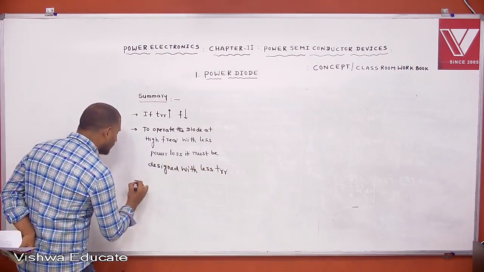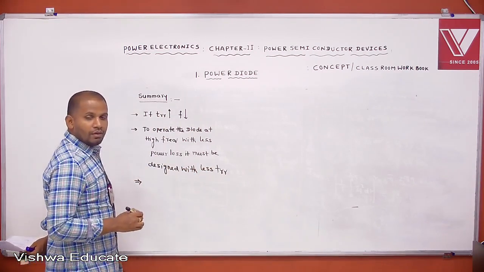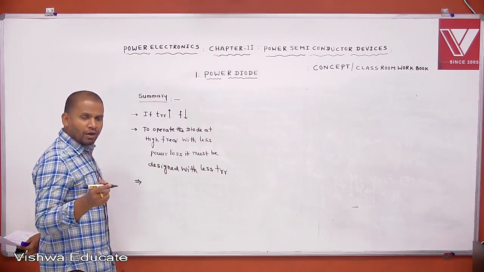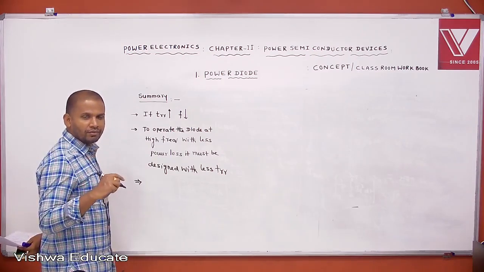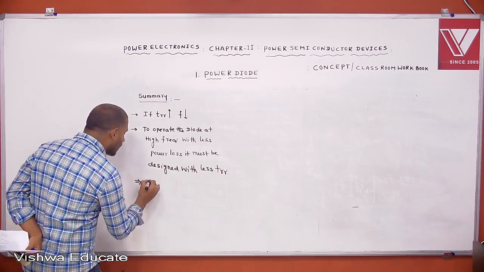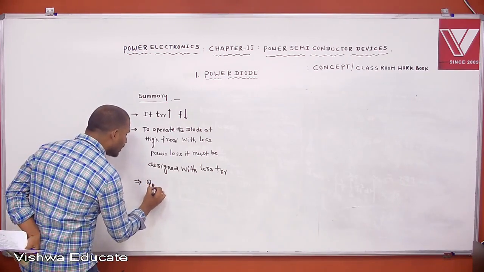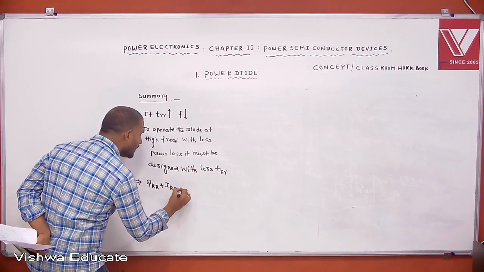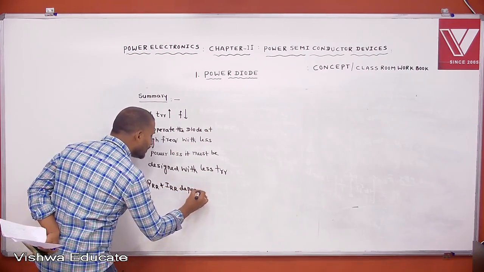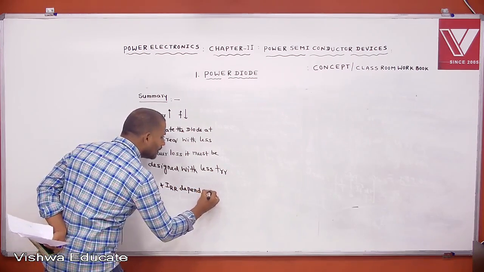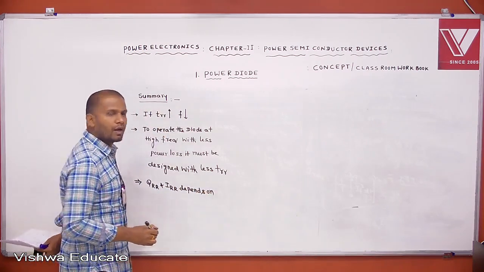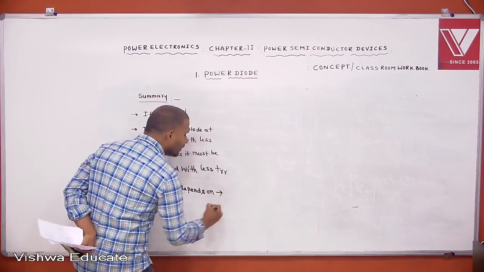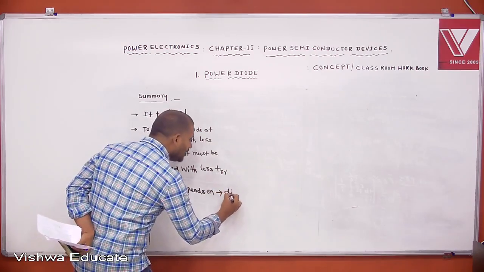Another point to remember: we know the expression for QRR, you know the expression for IRR. QRR and IRR depend on di by dt.